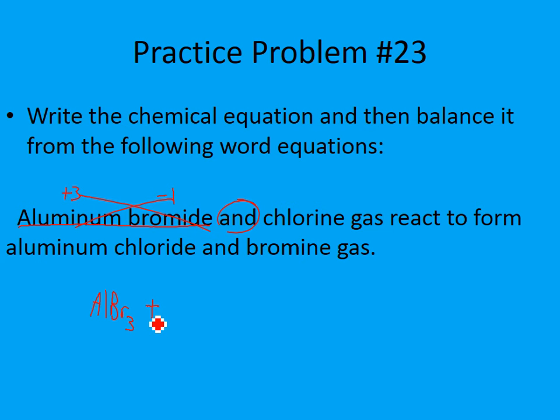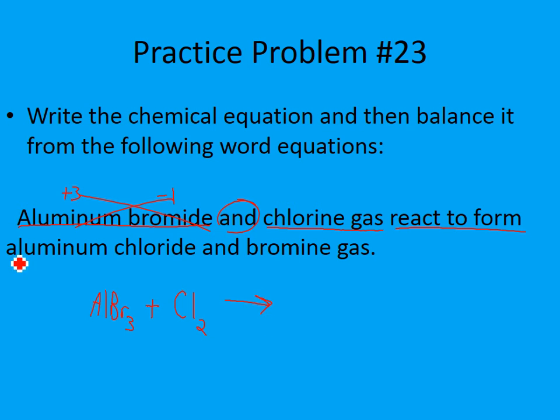Good job. Now we got chlorine gas. Chlorine gas is just pure chlorine. So what do I write, Tanner? What's chlorine's symbol though? Cl. Yeah, and it's diatomic, so remember to put a 2 right there. Okay, react to form. There's that part again. What do we write when it says react to form? An arrow. Okay, so put your arrow in.